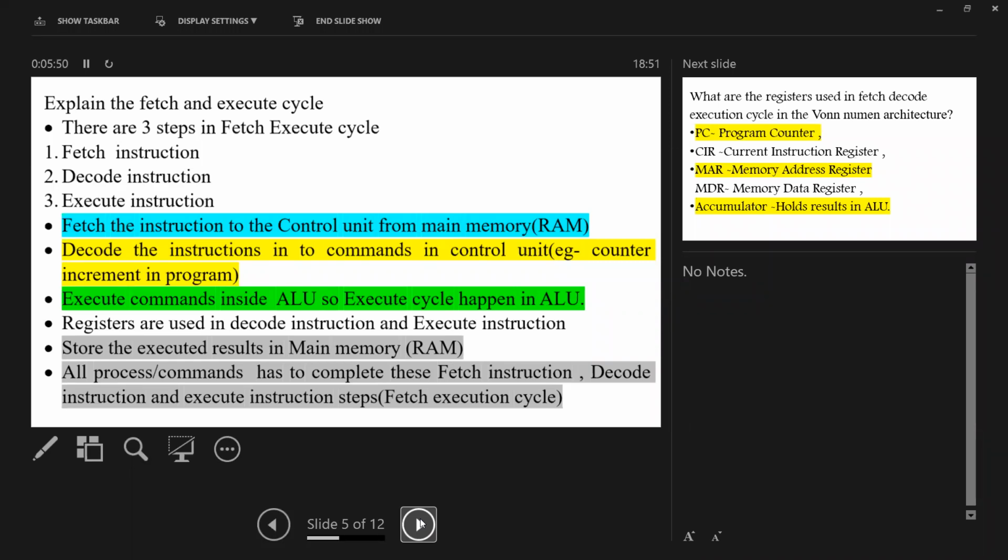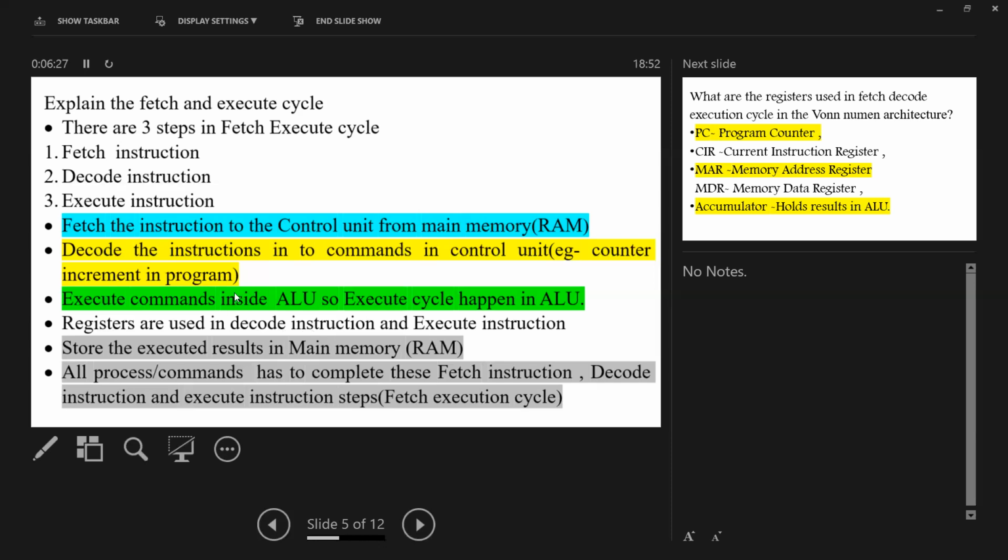That means decoding is also happening inside the control unit. So fetch the instruction to the control unit from the random access memory. So the fetch cycle is happening inside the control unit, and decode instructions into commands in the control unit. Then execute commands inside the ALU. So the execute cycle happens in the ALU. Registers are used in decode instruction and execution instruction.